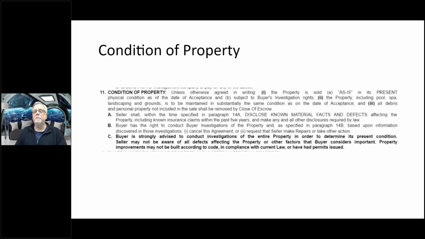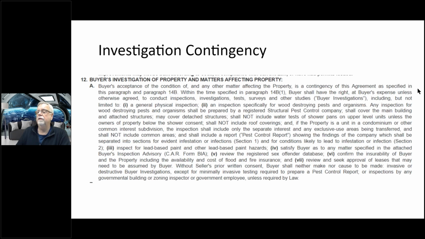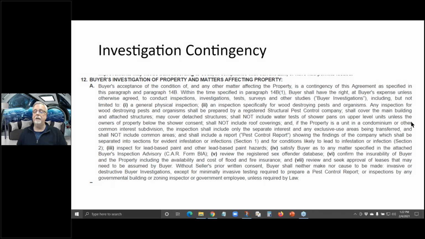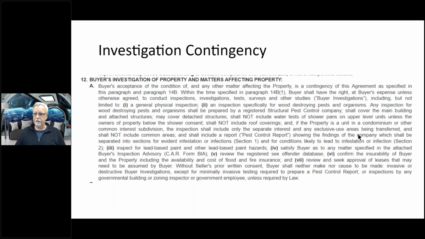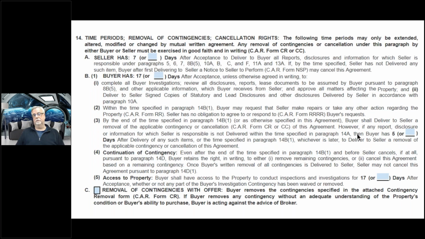And condition of the property, paragraph 11, says that it's as is. Paragraph 12 says, buyer's acceptance of the condition of and any other matter affecting the property is a contingency of this agreement. That's the big one, right? Everybody understand? And if you're removing contingencies, that's a good one. Other than the contingencies mentioned on page 2 of the residential purchase agreement, all of the other contingencies are tied to paragraph 14B.